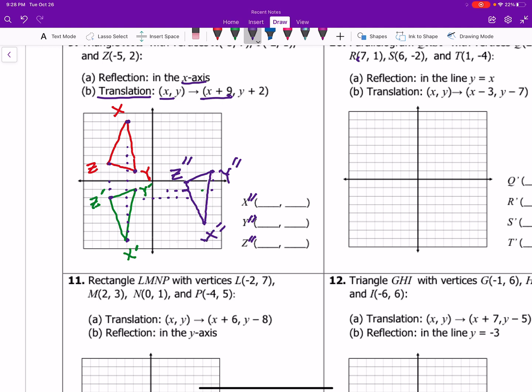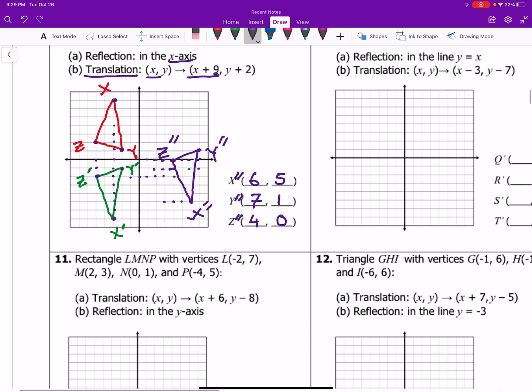So let's count X. 1, 2, 3, 4, 5, 6. So x is 6 and y is 1, 2, 3, 4, 5. So that's 5. And for my Y prime, x is 1, 2, 3, 4, 5, 6, 7, so 7, and my y is 1. All right, and my Z prime through x is 1, 2, 3, 4, and my y is exactly on the x-axis, so that's going to be 0. That's it.